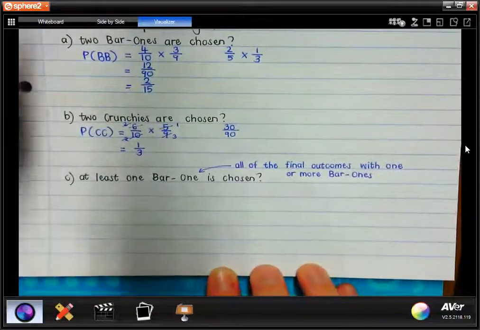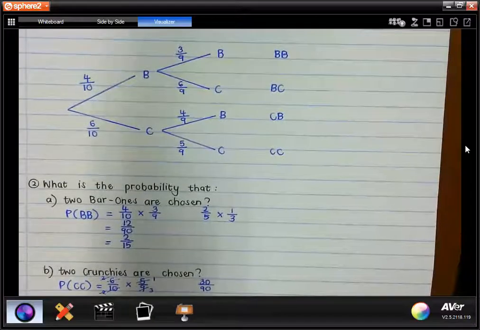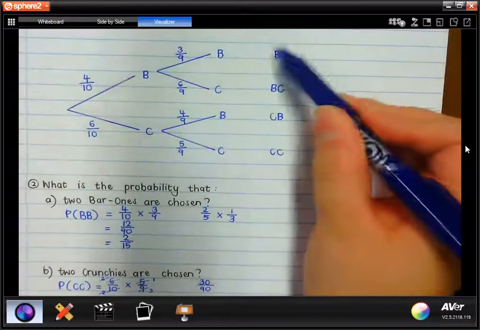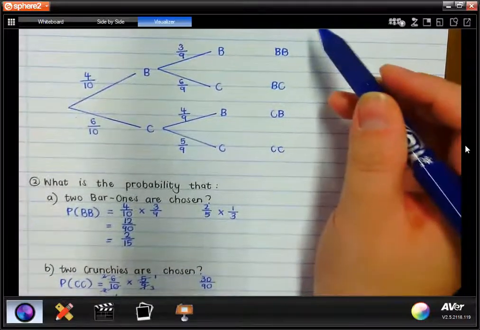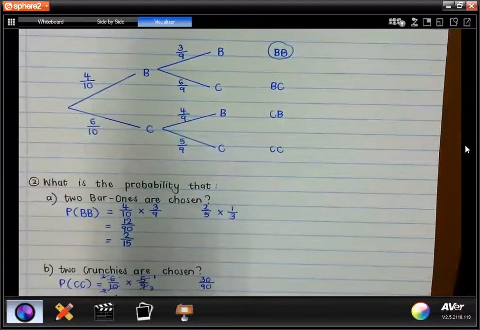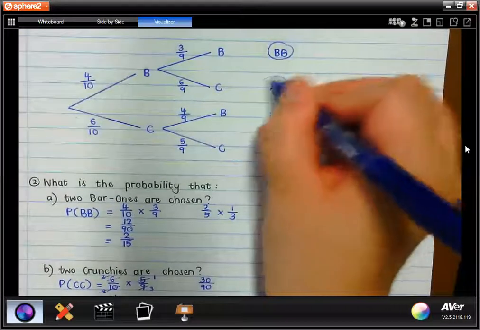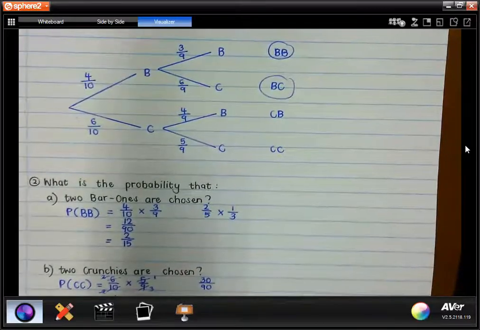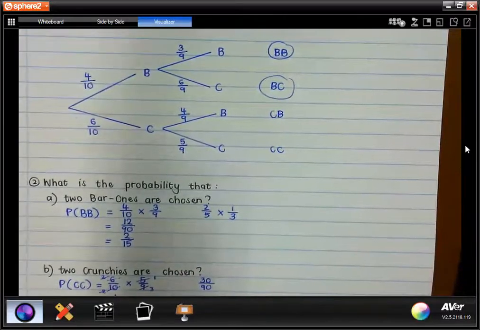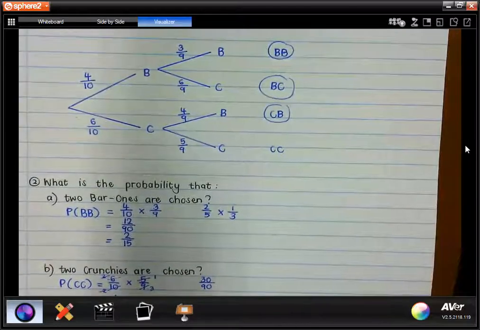So if we go back up to our tree diagram, let's circle all of the ones that have at least 1 B. Do we agree that the first one has 2 B, so that is at least 1, all right? So that one. What about BC? Does that have at least 1 bar 1? If we have 1 bar 1 and a crunchy? Yes. What about CB? We have a crunchy and a bar 1. Is that at least 1 bar 1? Yes. What about 2 crunchies? Is there a bar 1 there?